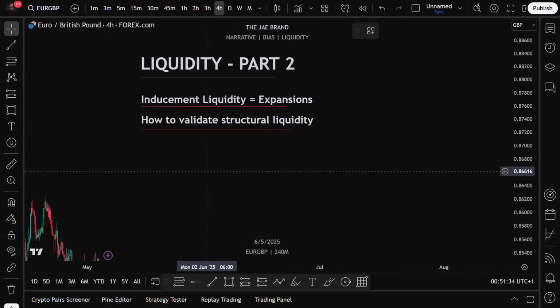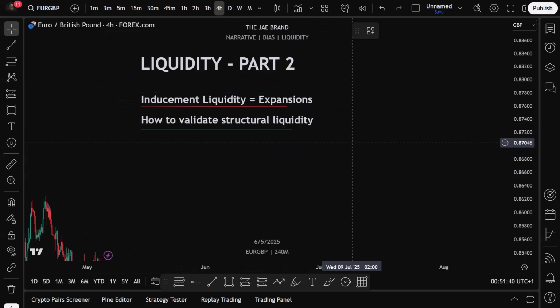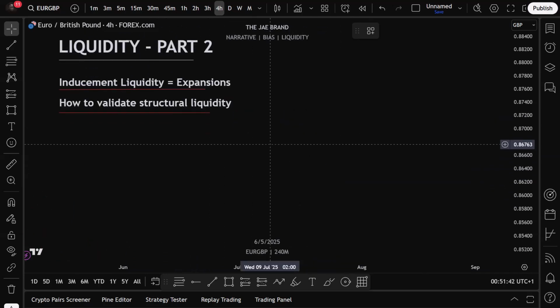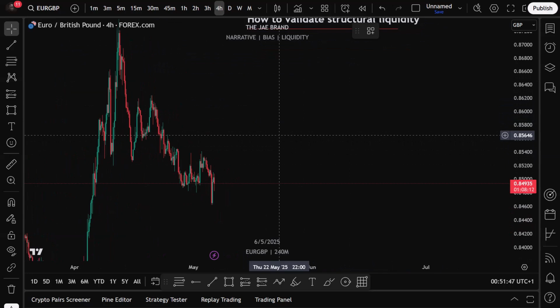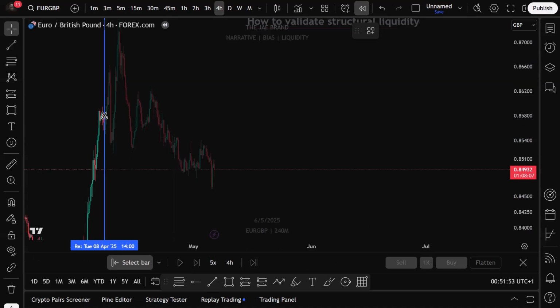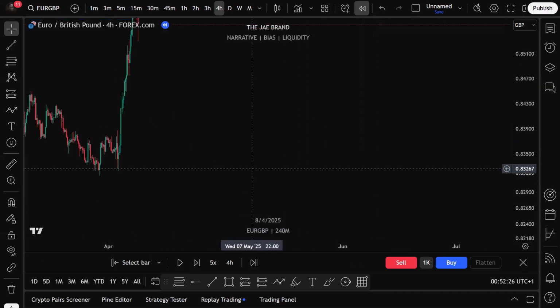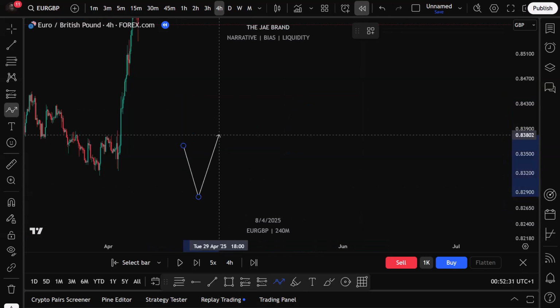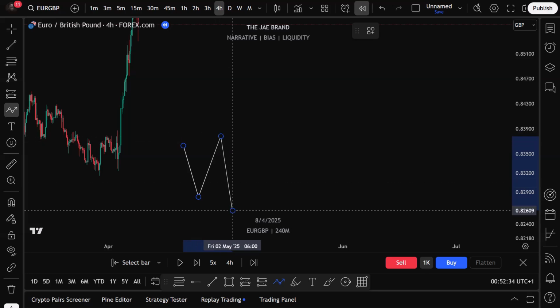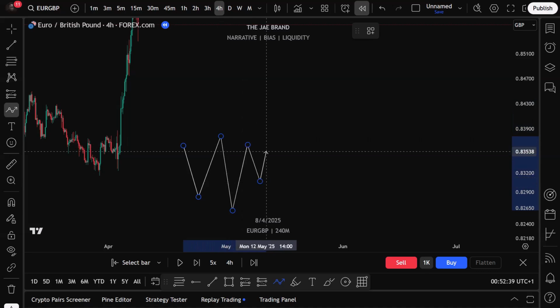Now, our second point here is how to validate your structural liquidity. It is not enough for us to see our structural liquidity on the charts, but how to validate our structural liquidity is also important for us to know or to learn. In our previous lesson, I showed us what structural liquidity is. A sweep of this low to get our swing structure. We can have something like this.